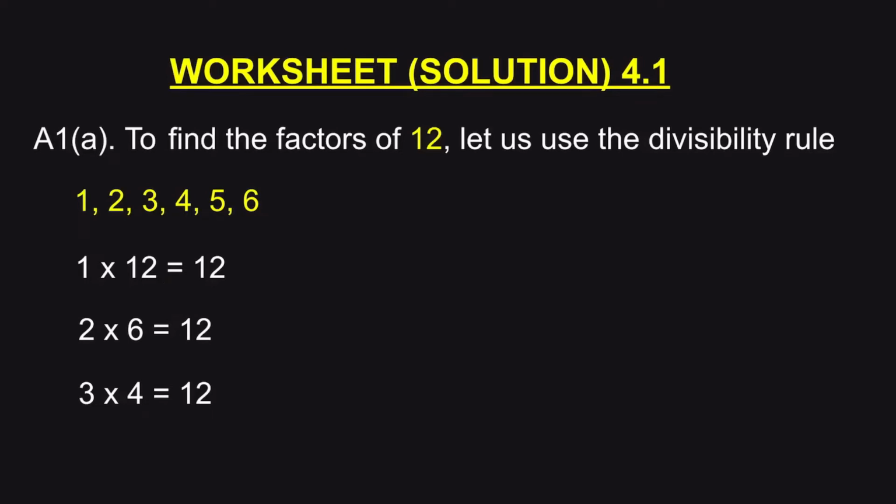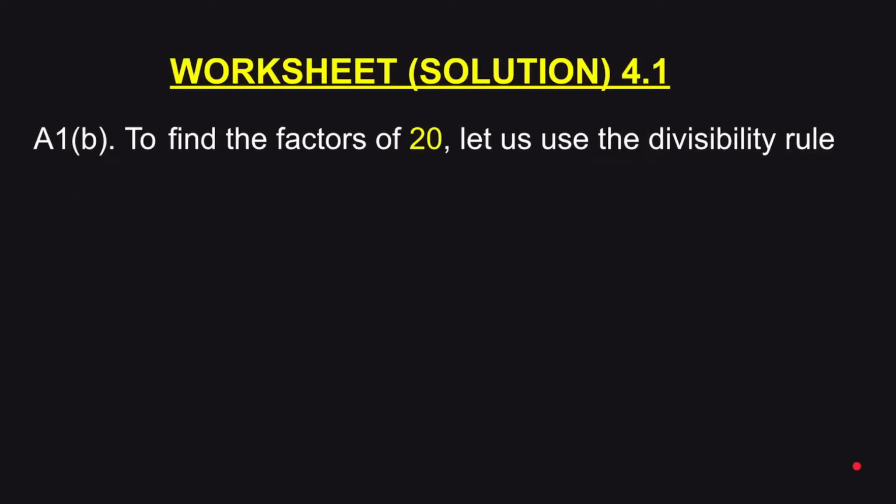Now, I had told you to check up till half, and we have stopped at 3 only because 4 has already come in the list, and I have explained why we did not go further. If you want to check, you can check for 5. 5 will not be there in the list. The last digit should be either 0 or 5. In 12, the last digit is 2. So, 5 will not be there in the list. 6 is already there. So, the factors of 12 are 1, 2, 3, 4, 6 and 12.